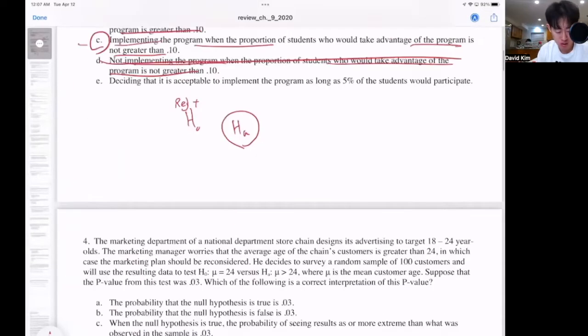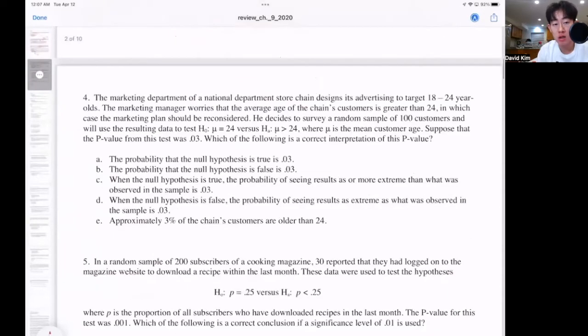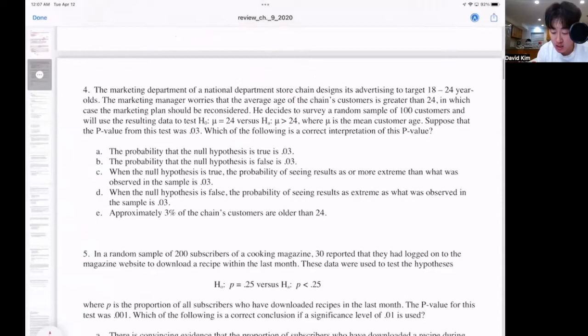Okay. All right. So number four, the marketing department of a national department store chain designs its advertising target to 18 to 24. All right. So skipping all of this, we have this right here. Suppose that the p-value in the test was 0.03. Which of the following is a correct interpretation of this p-value?